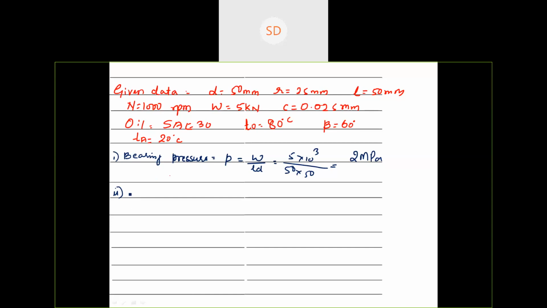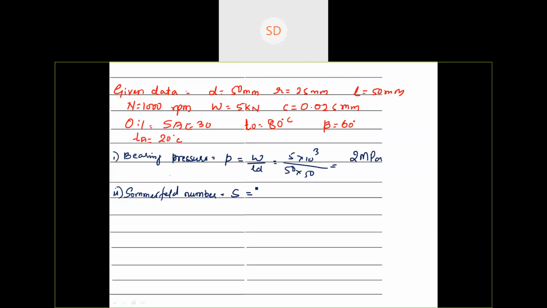Okay, I'll note down first the Sommerfeld number, capital S equal to. You can refer to the data book for the Sommerfeld number here. It is equation number 15.6a without side leakage, and 15.6b with side leakage. Now let us assume it is without side leakage.